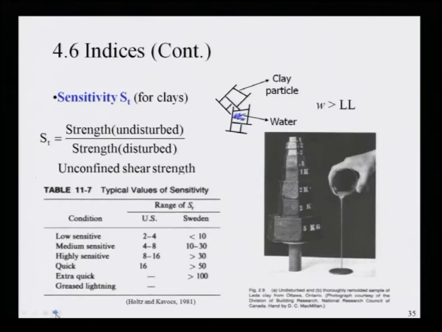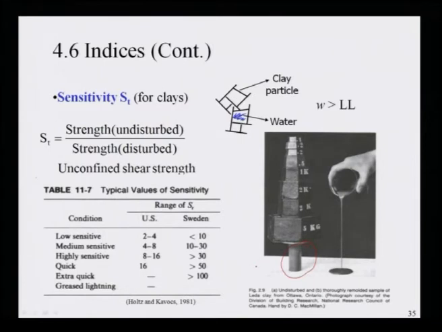Then the next index is your sensitivity, ST. This sensitivity is specially used for clays. Sensitivity ST is strength in undisturbed condition divided by strength in disturbed condition. If you look here, A is your undisturbed sample, and B is your thoroughly remolded sample of clay from Ottawa, Ontario. This is thoroughly remolded clay.